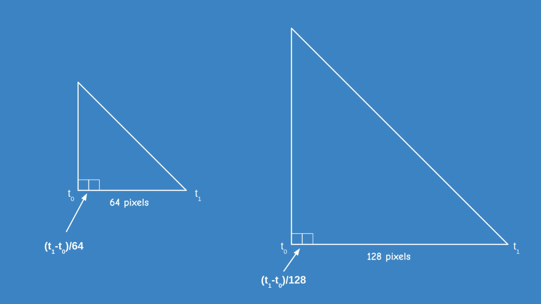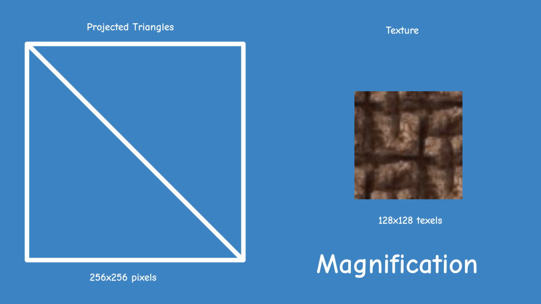Remember that the texture coordinates are constant vertex attributes, but if we need to interpolate them over a smaller number of pixels, then the delta between the texture coordinates of neighboring pixels will be larger. Magnification is exactly the reverse.